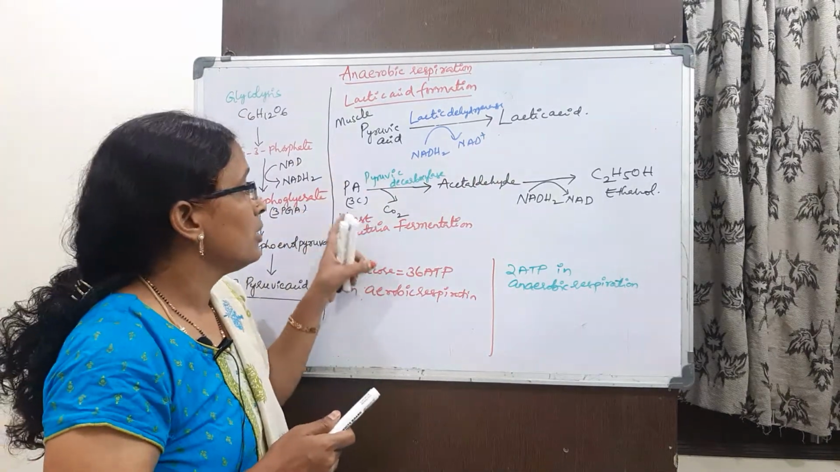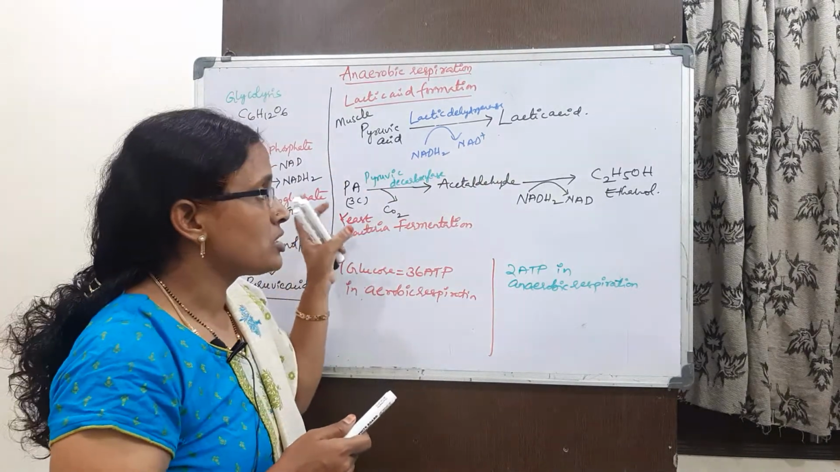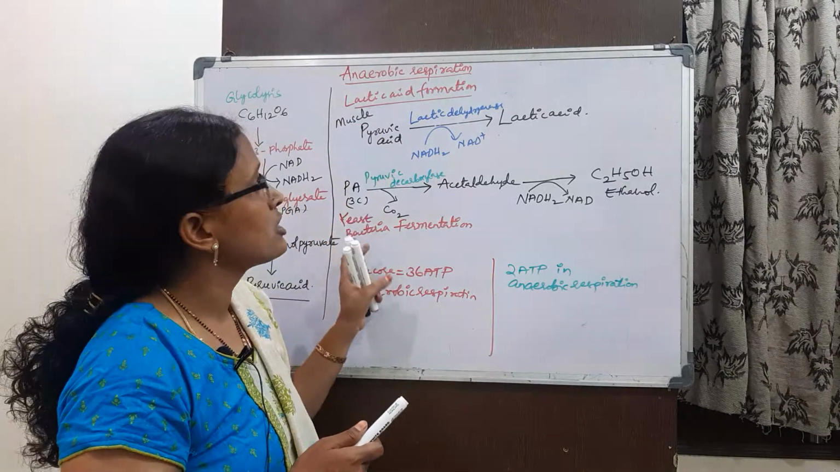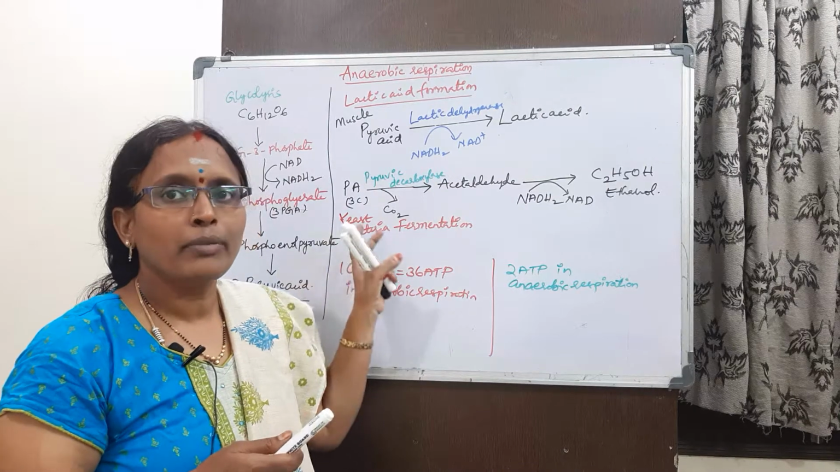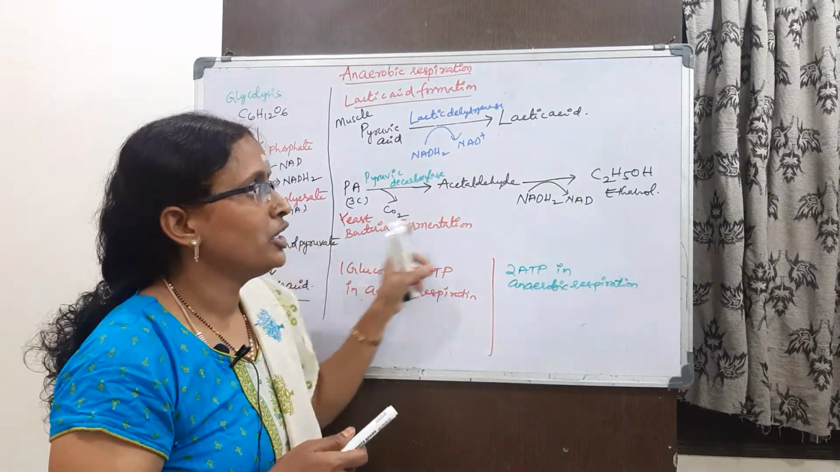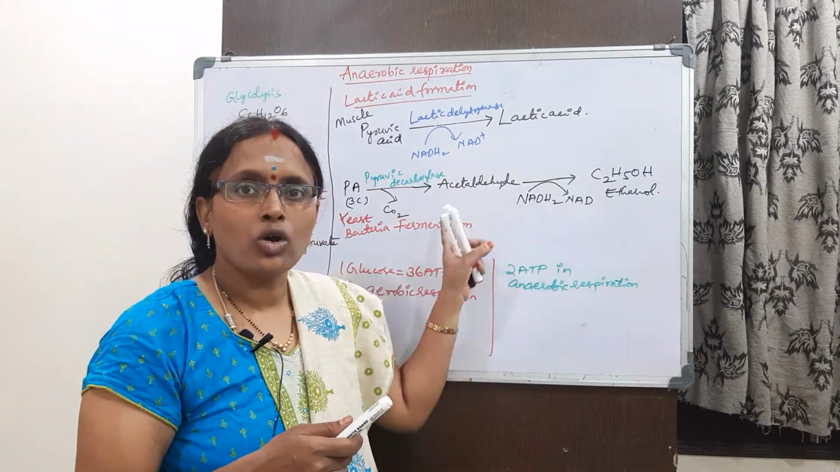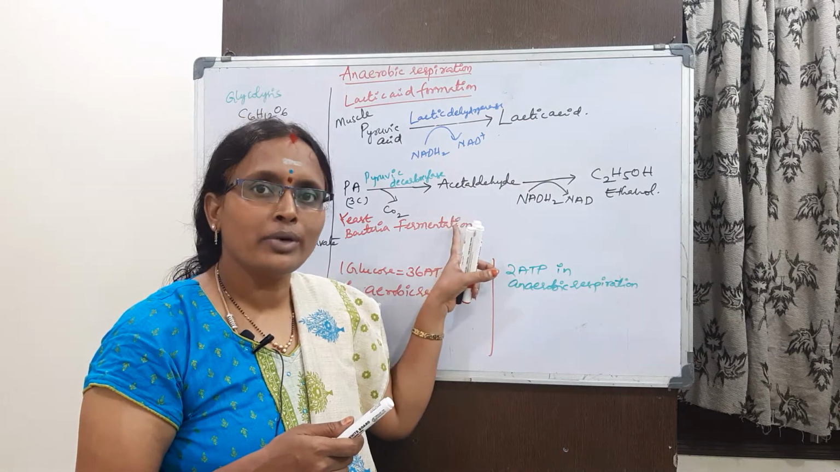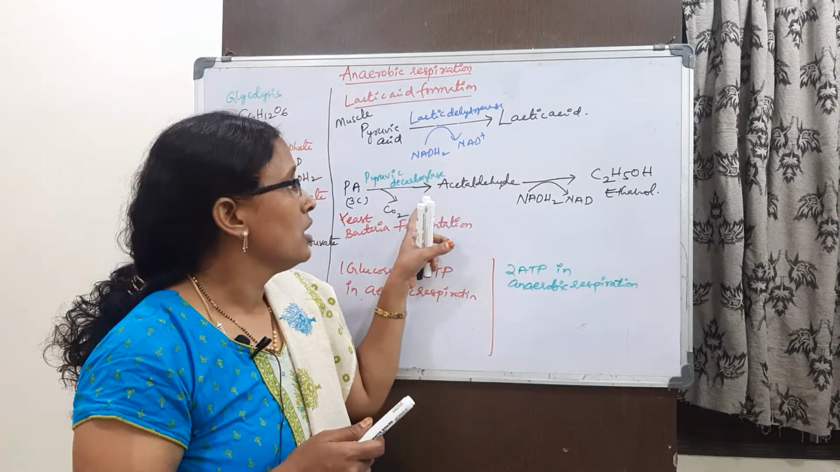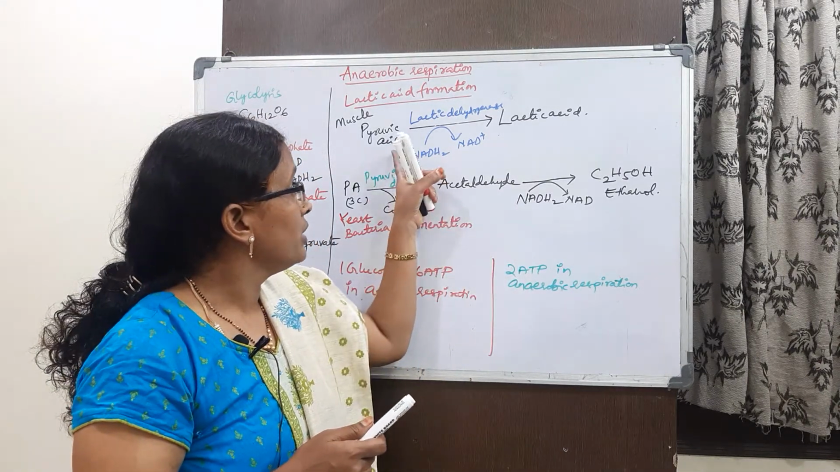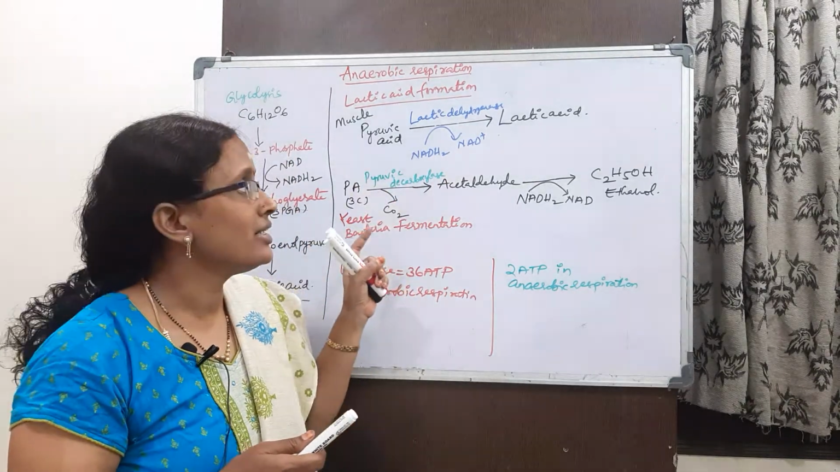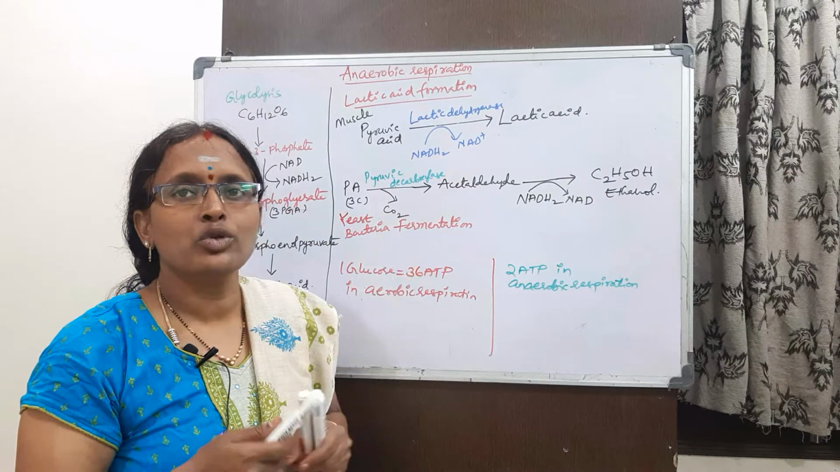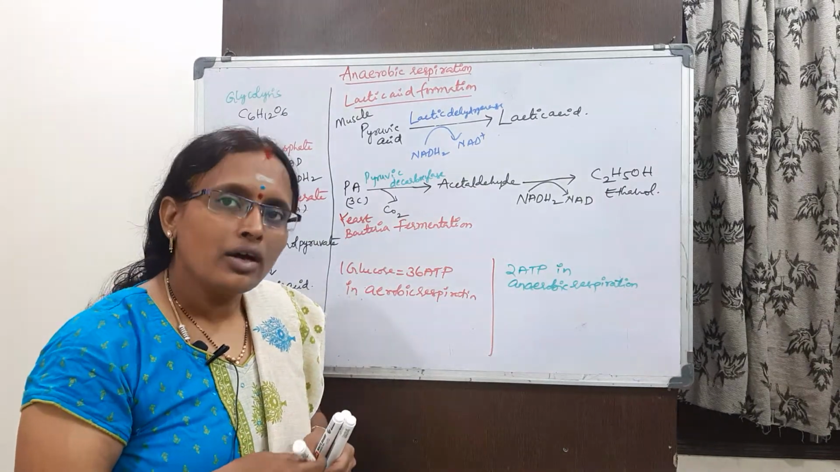So this is what happens in anaerobic respiration, in the absence of oxygen. What happens to the pyruvic acid? It may convert into ethanol, that is alcoholic fermentation. In the case of muscle cells, it undergoes lactic acid formation. It may produce lactic acid or alcohol.